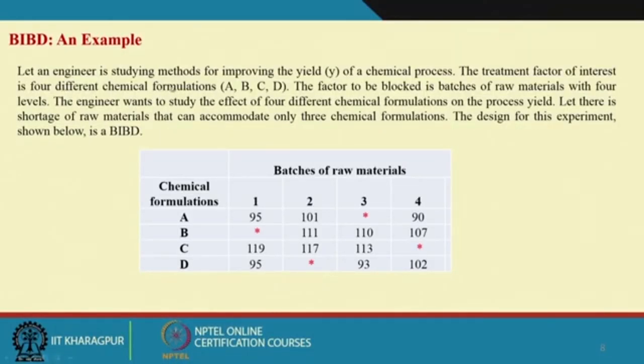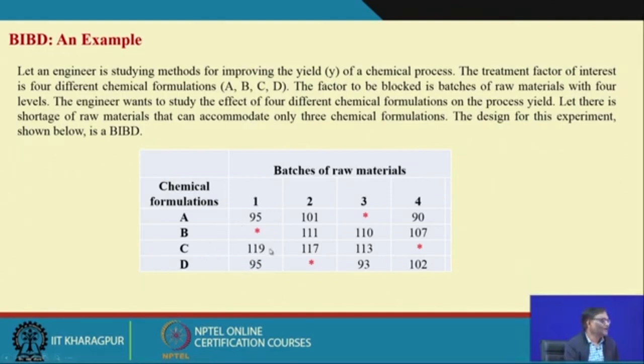Let an engineer be studying methods for improving the yield of a chemical process. The treatment factor of interest is four different chemical formulations A, B, C and D. The factor to be blocked is batches of raw materials with four labels, 1, 2, 3, 4. That means four different batches. The engineer wants to study the effect of four different chemical formulations on the process yield. Let there be a shortage of raw materials, so that every batch can accommodate only three chemical formulations, although we have four, and it cannot accommodate all four treatments. So, let three treatments be possible, and then this design is basically BIBD, balanced incomplete block design.